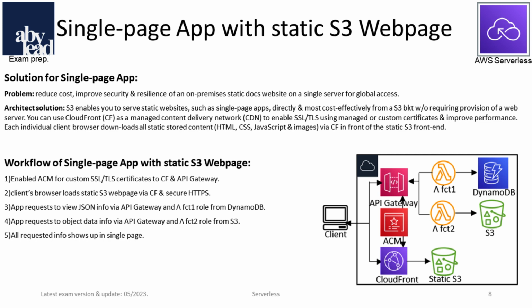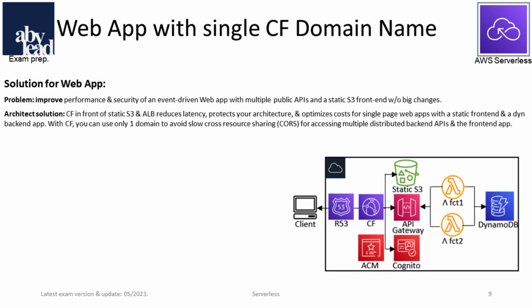The first step in the workflow is the enabled custom SSL/TLS certificate, managed by AWS ACM for internet-facing CloudFront and API gateway. Then, your client's browser loads the static S3 webpage via secure HTTPS and CloudFront. Your app requests in parallel to view the JSON information from DynamoDB and object data from S3. In the end, all requested dynamic information shows up in the single static webpage.